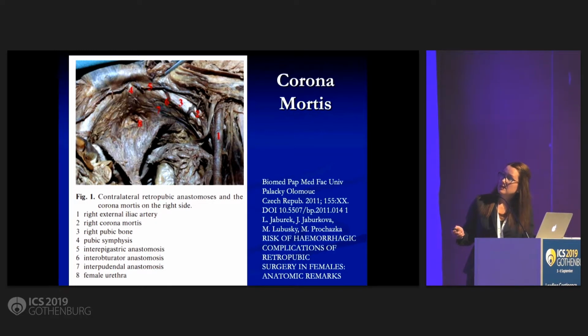It's important when dissecting in this area to be aware of the anatomy. This is a really nice article exploring the anatomy of the space of Retzius, and the corona mortis is a vessel to be avoided in this surgery and should be looked for prior to dissecting and placing sutures.